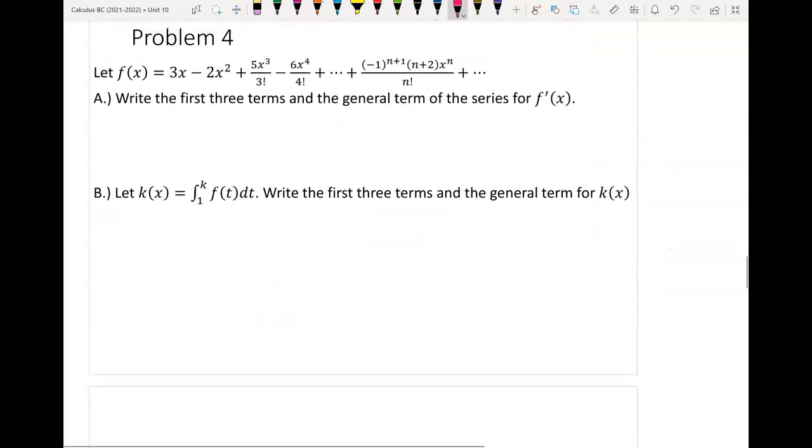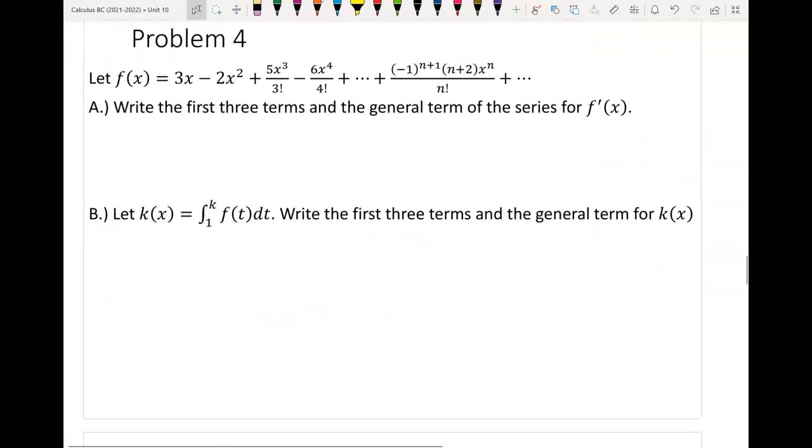So let's go ahead and move on to this one. Problem number 4, we want to let f of x equal 3x minus 2x squared plus 5x cubed over 3 factorial minus 6x to the fourth over 4 factorial. We have that general term there. It wants us to write the first 3 terms and the general term for the series for f prime of x. All right, let's go ahead and do that.